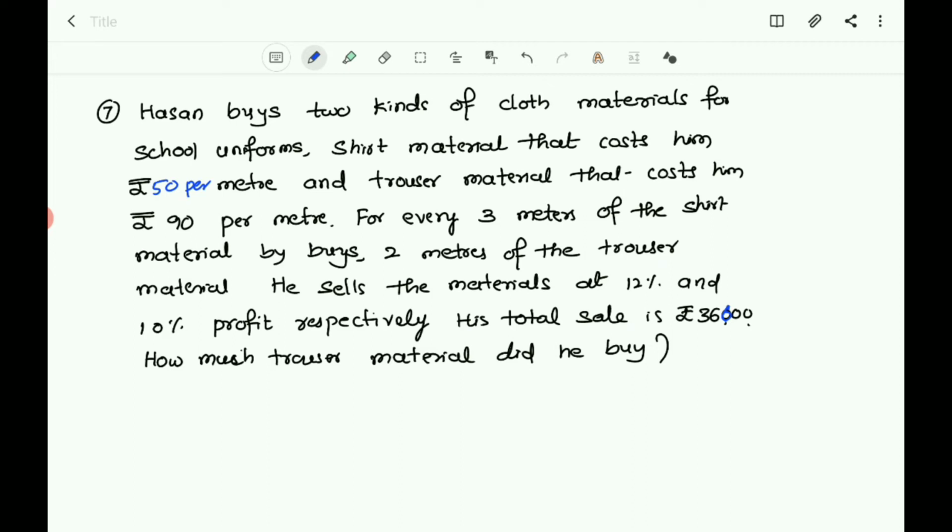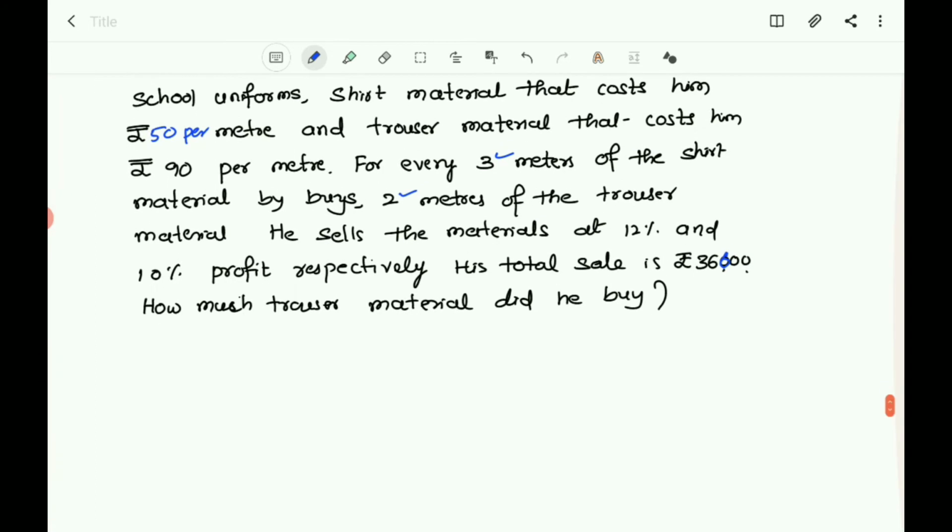It is given that for 3 meters of shirt material he buys 2 meters of trouser material, which means the ratio of shirt material to trouser material is 3:2. Read the question carefully. Indirectly it is the ratio between the shirt material and trouser material length. So take the ratio of shirt and trouser material length as 3x is to 2x.